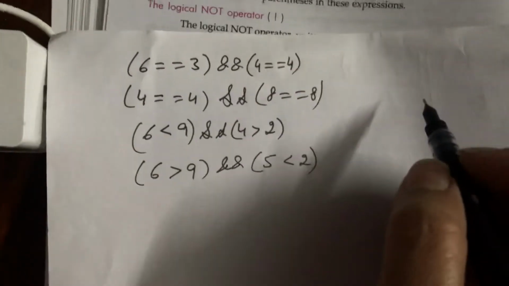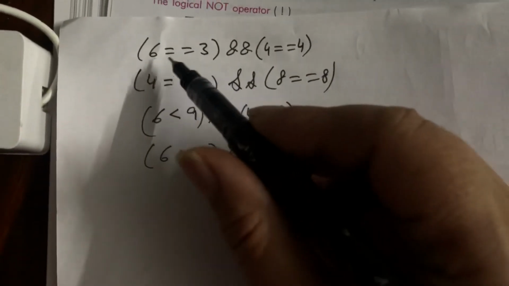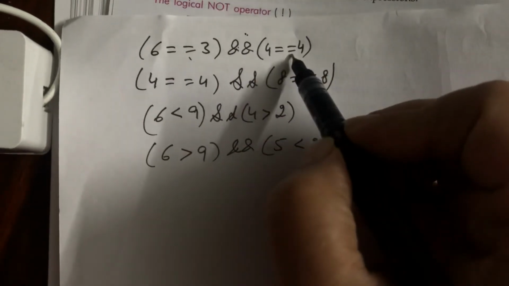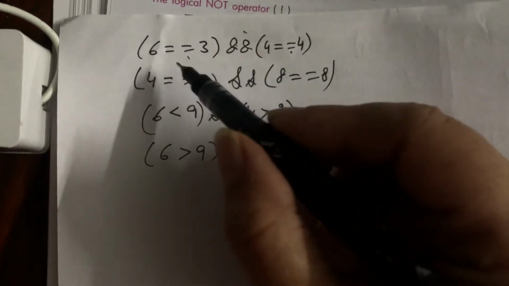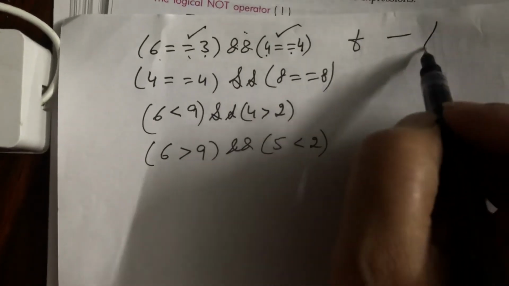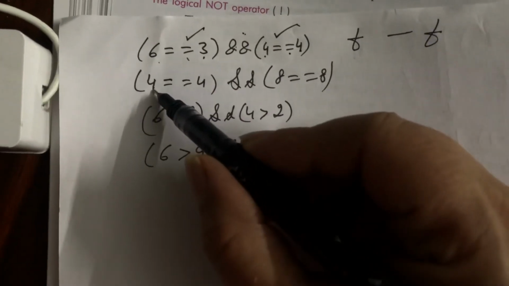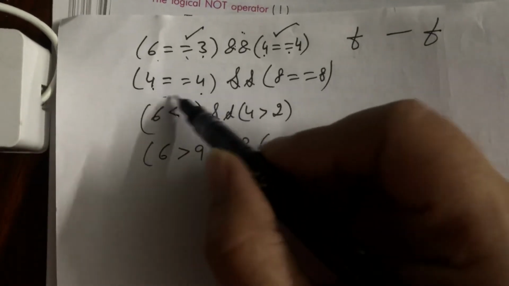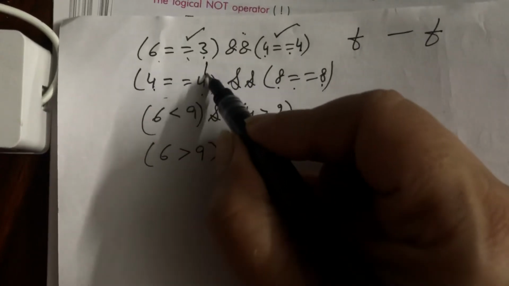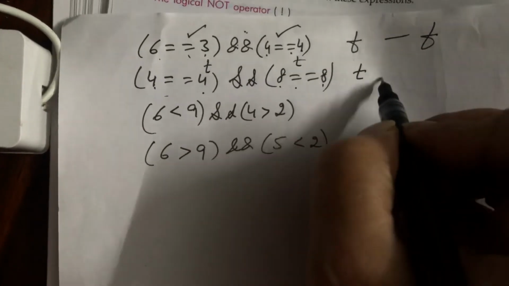Now if we evaluate these, see the first condition. Now what is the condition of AND? Both the conditions need to be true to get the answer as true. Is 6 double equal to 3? False. See, the very first condition is false, so we don't need to check the next. We know the answer is false. Is 4 double equal to 4? Yes. Now this is true, so we need to check the next. Is 8 double equal to 8? Yes. So both are true, so we get the final answer as true.